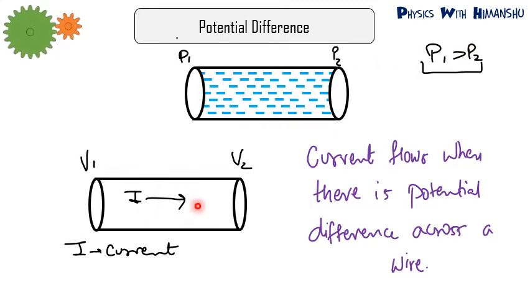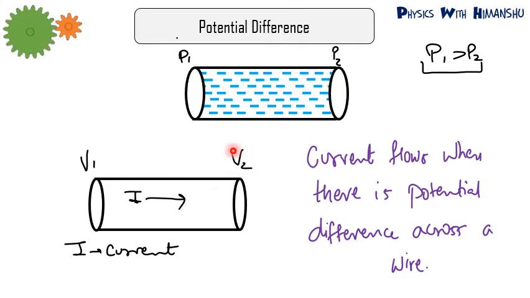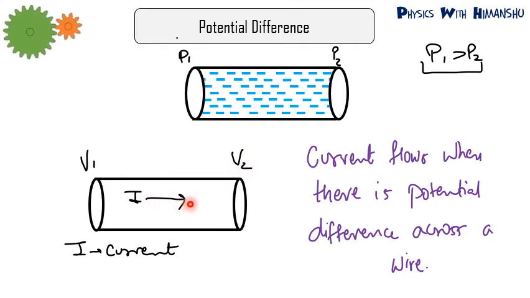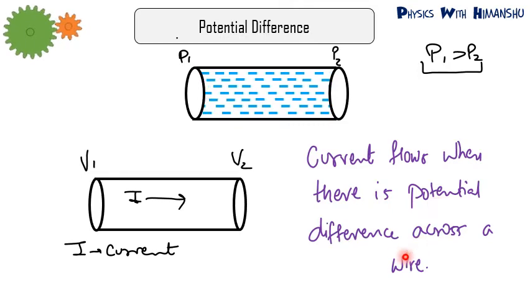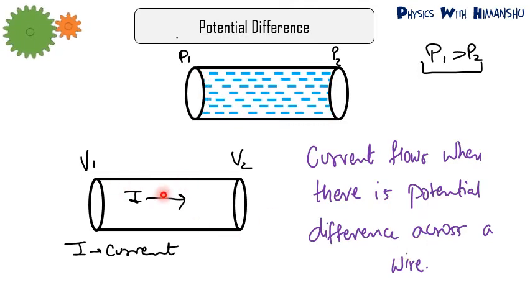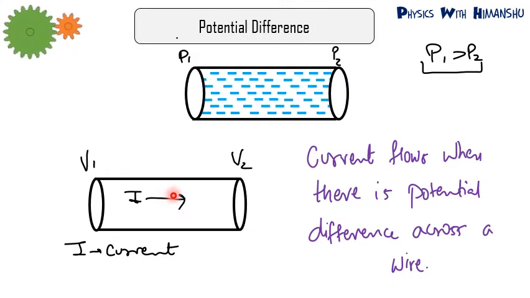So if there is pressure difference, then there will be flow of fluid. Similarly, in a wire, there are electrons, and electrons will only flow if there is potential difference. So if you create potential difference, then there will be flow of current. So current flows when there is potential difference across a wire. What is the relation between potential difference and current? How does change in potential difference change the value of current? That is basically Ohm's law.